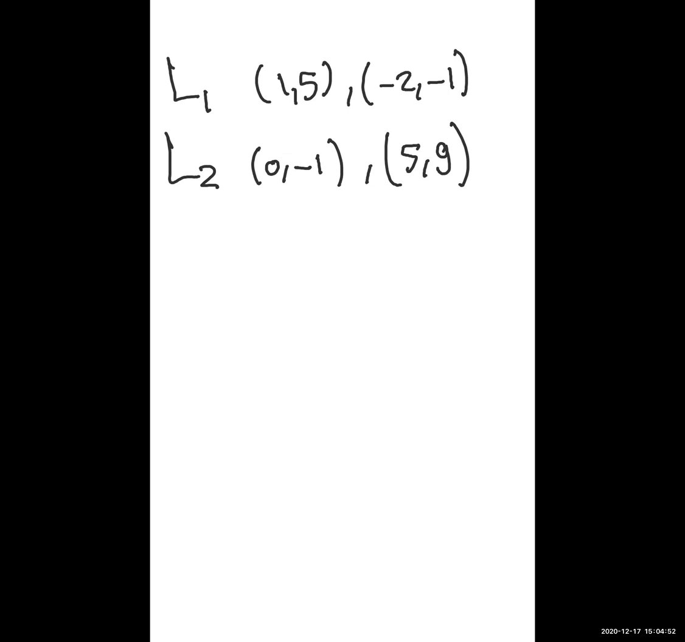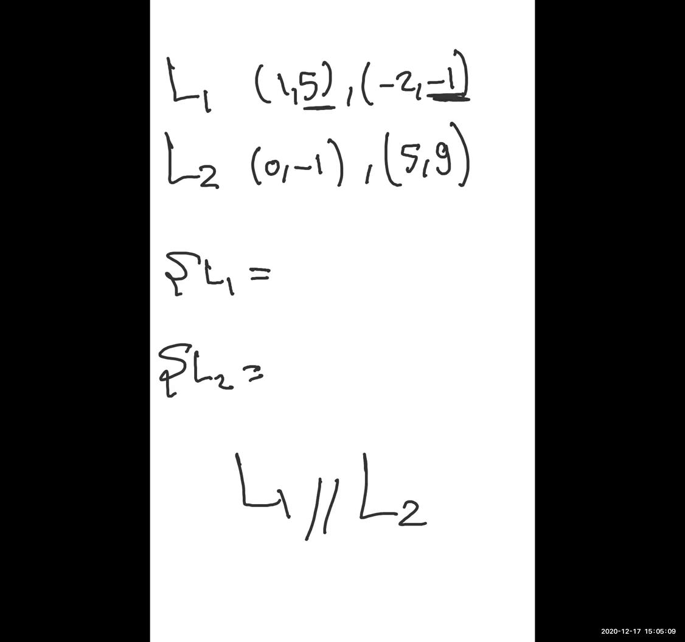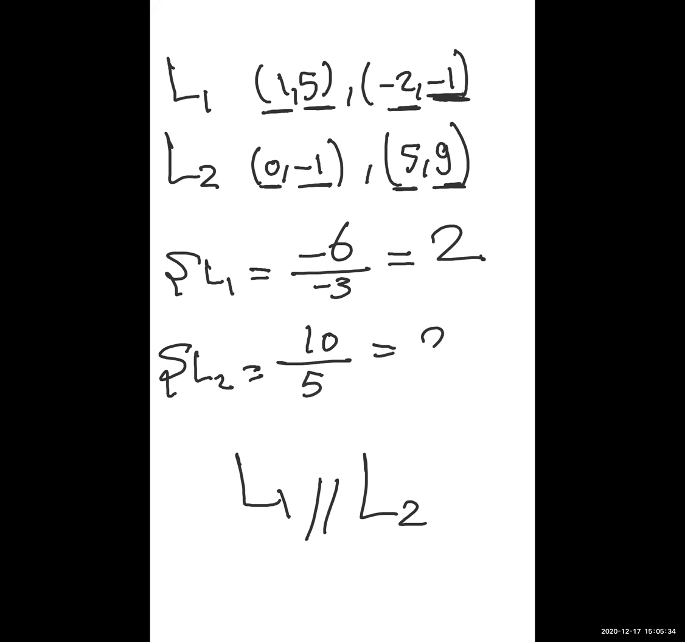Okay, so it's very easy. I will get the slope for line 1 and the slope for line 2. If the two slopes are equal, this means line 1 is parallel to line 2, simply. So slope 1 is y2 minus y1, negative 1 minus 5, so negative 6, over negative 2 minus 1, negative 3, so the slope equals 2. The next one: 9 minus -1, so 9 plus 1, which is 10, over 5 minus 0, which is 5, so equals 2. So slope for line 1 equals slope for line 2. Therefore, line 1 is parallel to line 2.